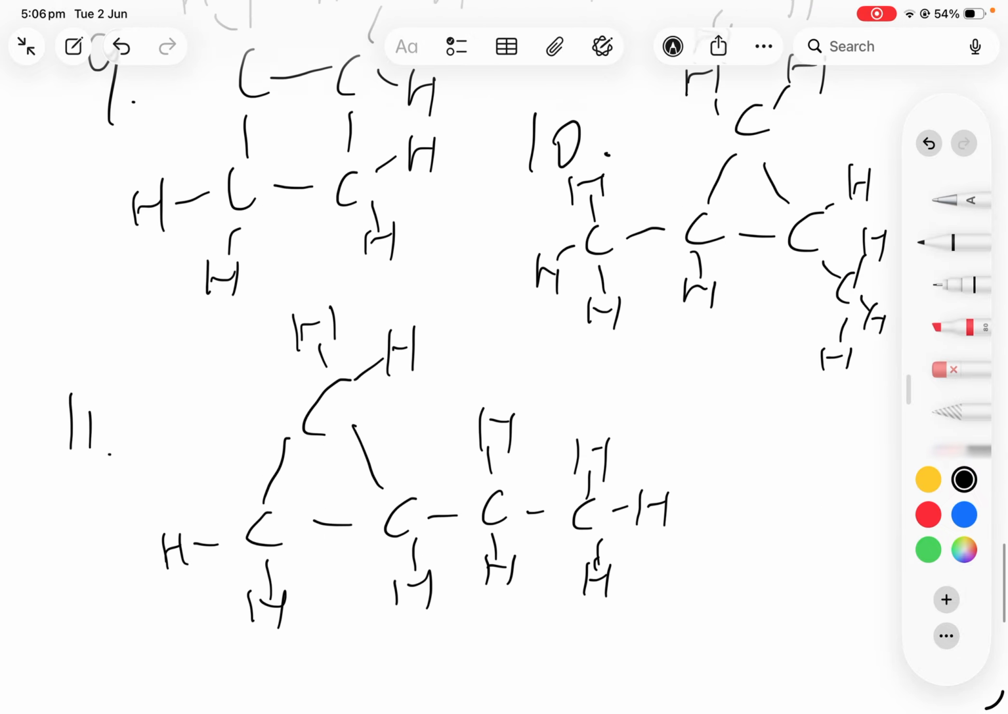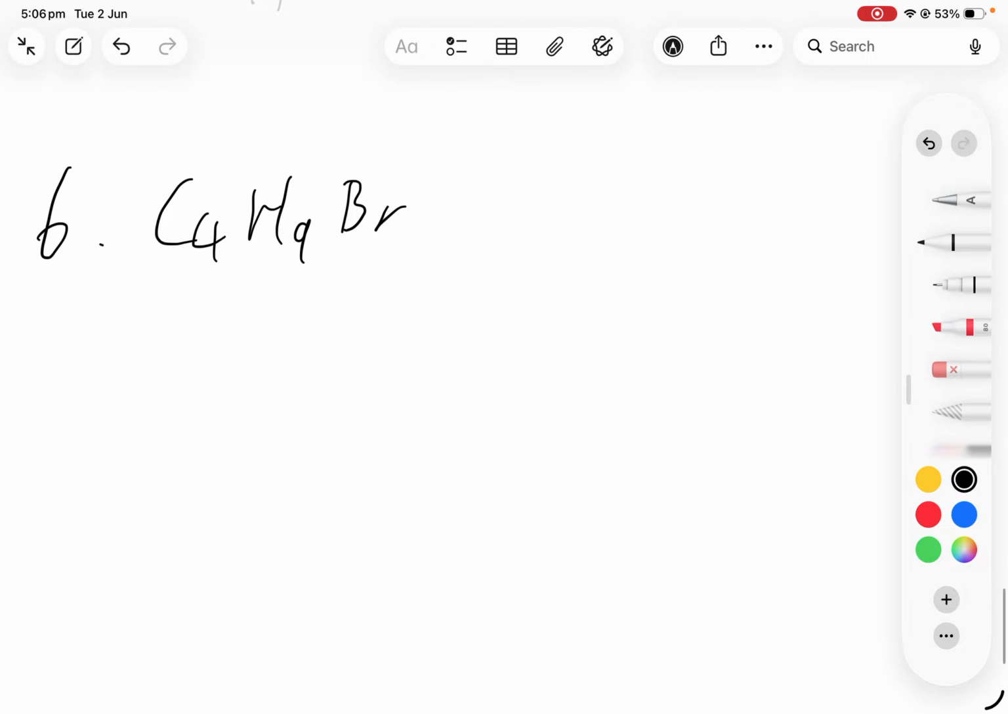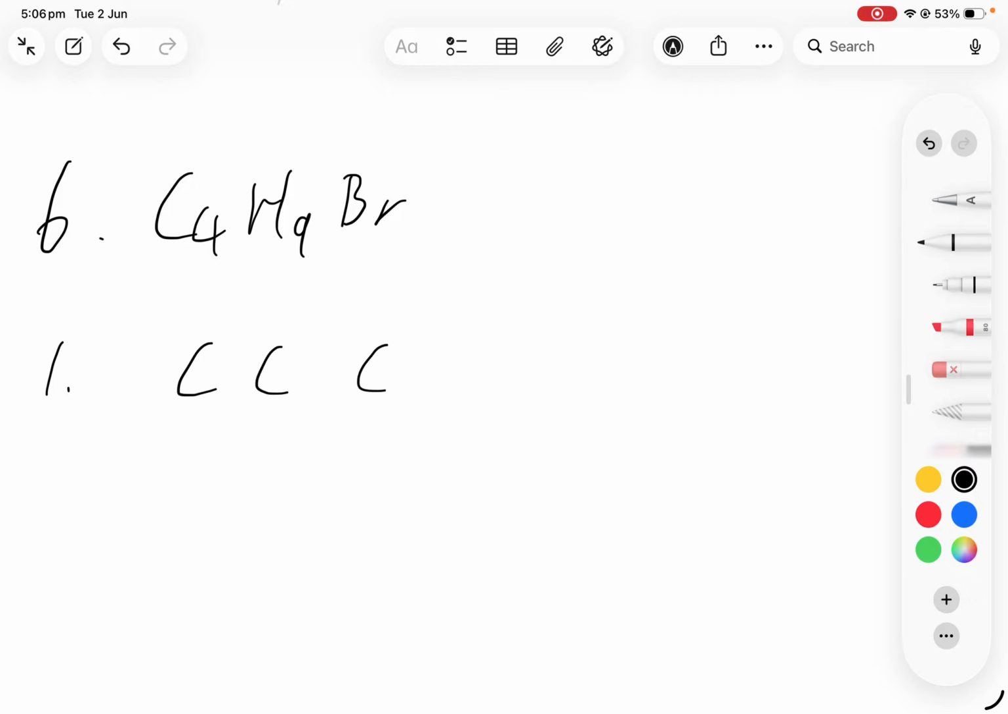It should be 6 now. 6. 4 isomers of C4H9Br. This is technically an alkane. It does not have to be alkane. So first we'll have 1, 2, 3, 4, because these add to 10. So C4H10 has to be alkane. The enes, the cyclos, all can't be this.